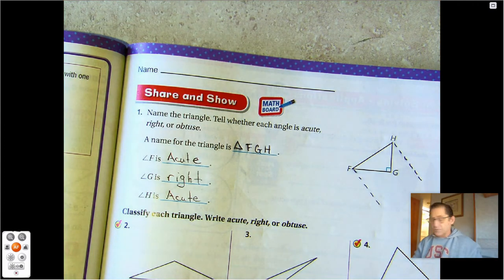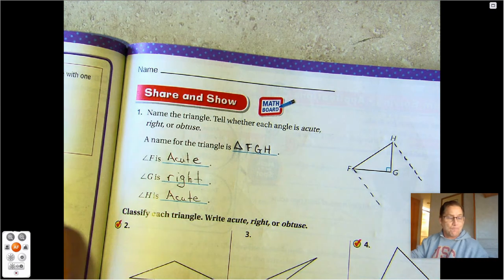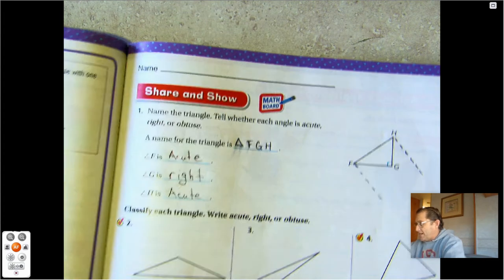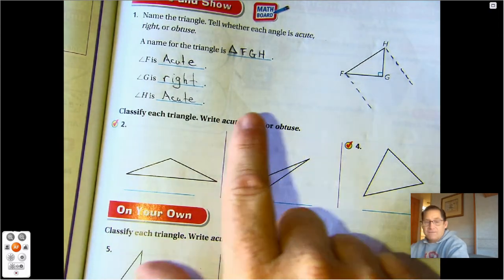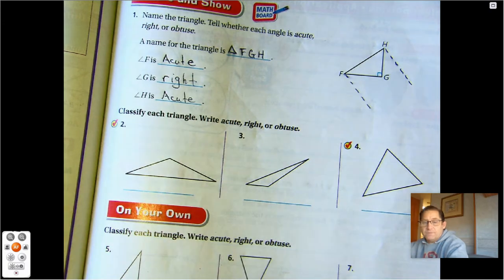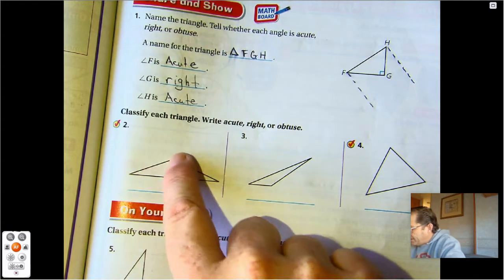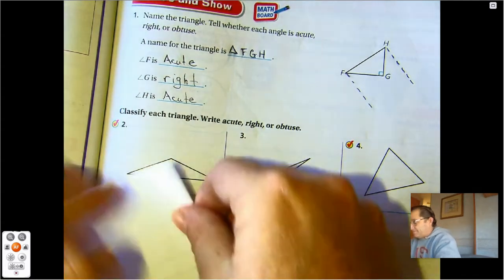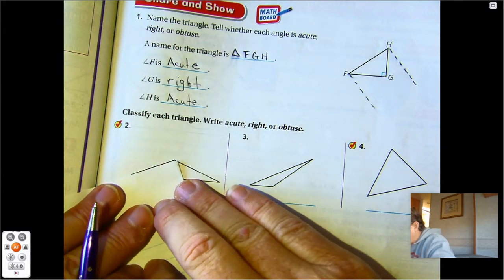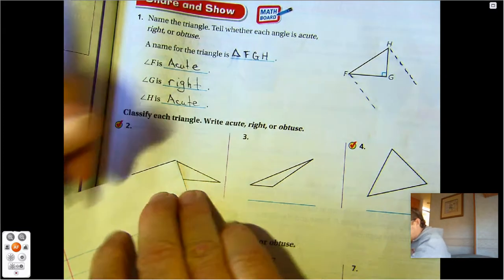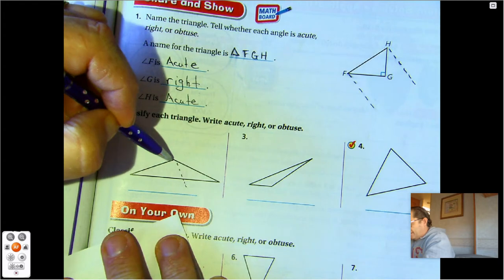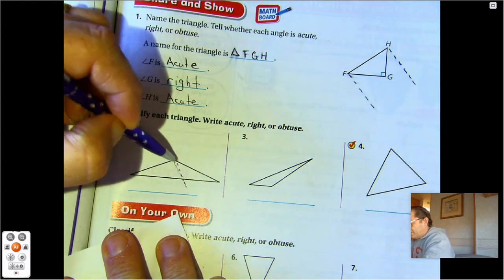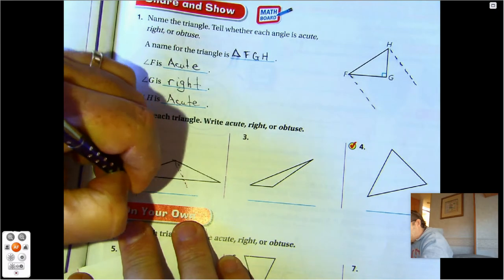Okay. So number 2, classify each triangle. Acute, right, or obtuse. Again, these triangles have to have one of these three names. It can't be more than one of them. All right. I'm thinking when I look at this angle up here, that's an obtuse angle. Let's verify it. So if it was a right angle, it would come down here, but it's open a lot wider, so this is an obtuse triangle.